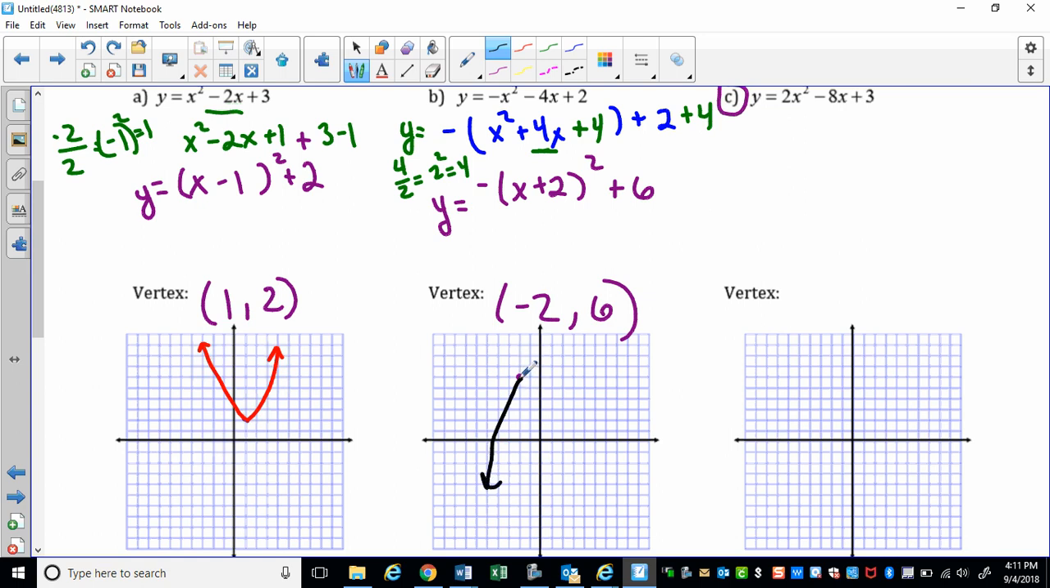You can find the x-intercepts if you would like. It doesn't ask us to. I want you guys to try C.